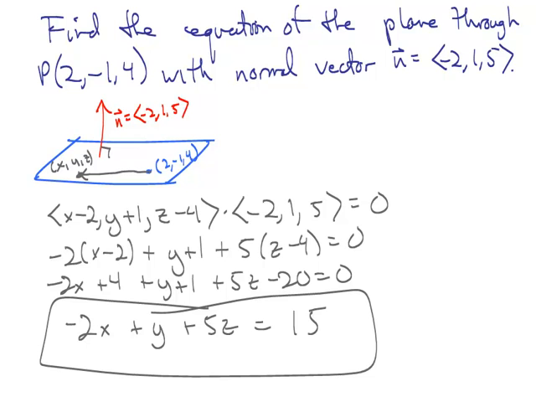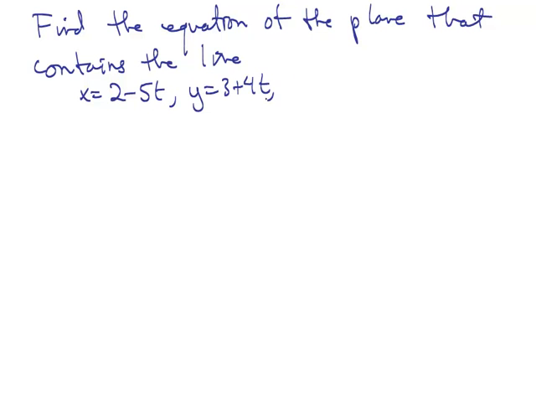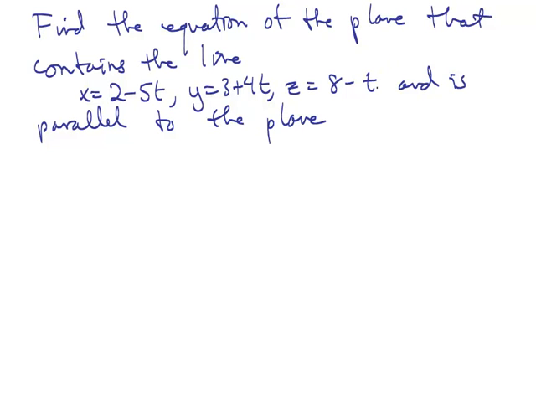Let's try another example. Suppose we want to find the equation of the plane that contains a particular line, given by the parametric equations x equals 2 minus 5t, y equals 3 plus 4t, and z equals 8 minus t, and is parallel to the plane given by the equation 2x plus 3y minus 6z is equal to 10.